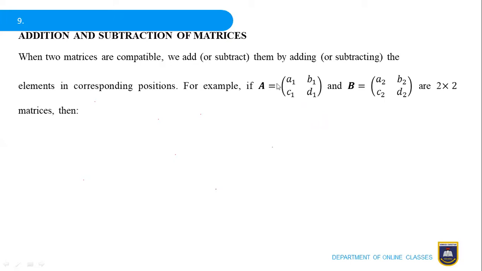So, for example, if you have the matrix A equal to A1, B1, C1, D1, those are the elements of the matrix A, and the matrix B equal to A2, B2, C2, D2, those are also the elements of the matrix B. If you have these two, you will see that they are square matrices, 2 by 2 matrices. Then we can have this.